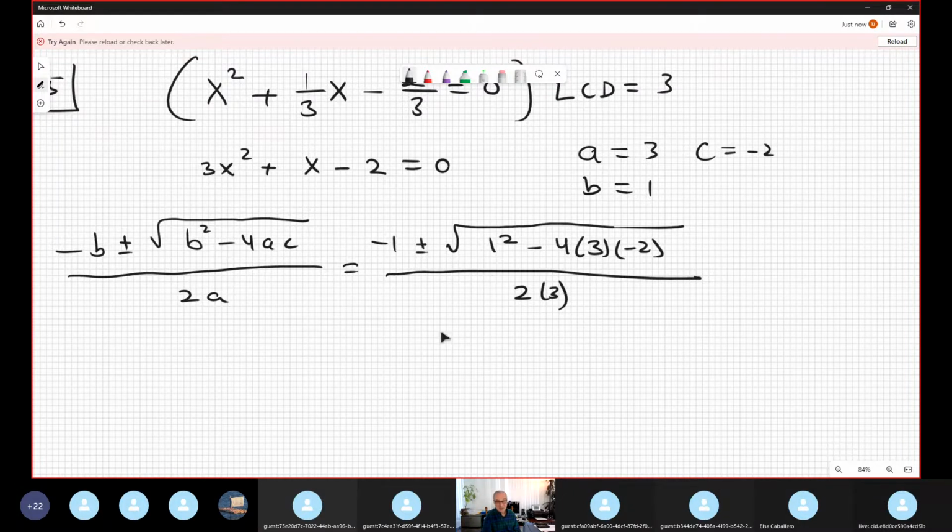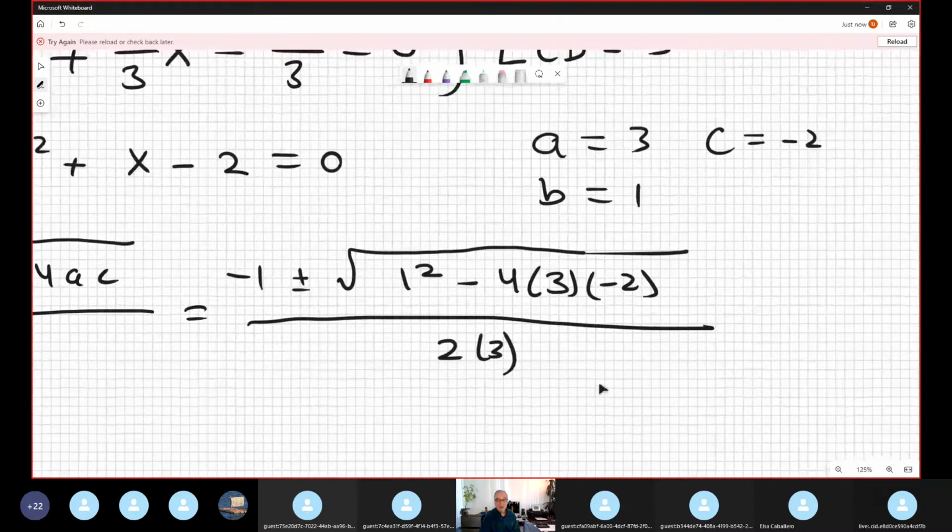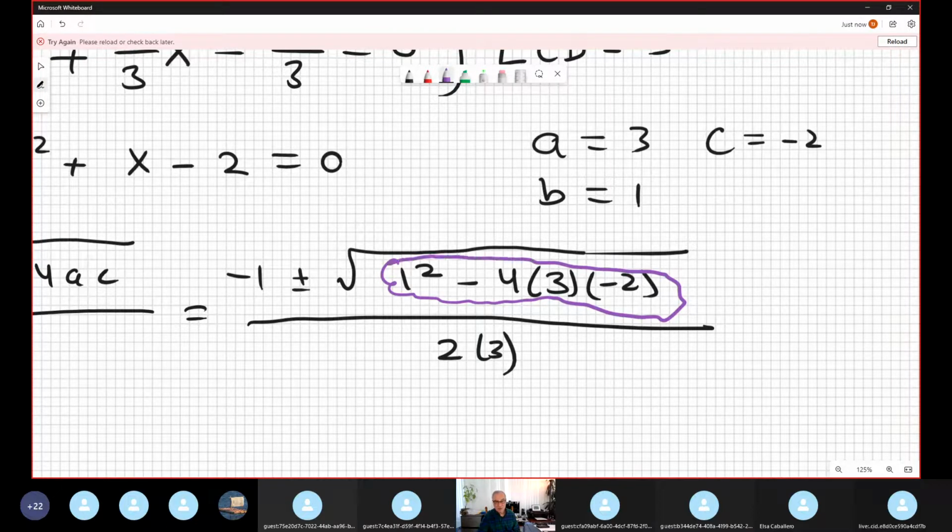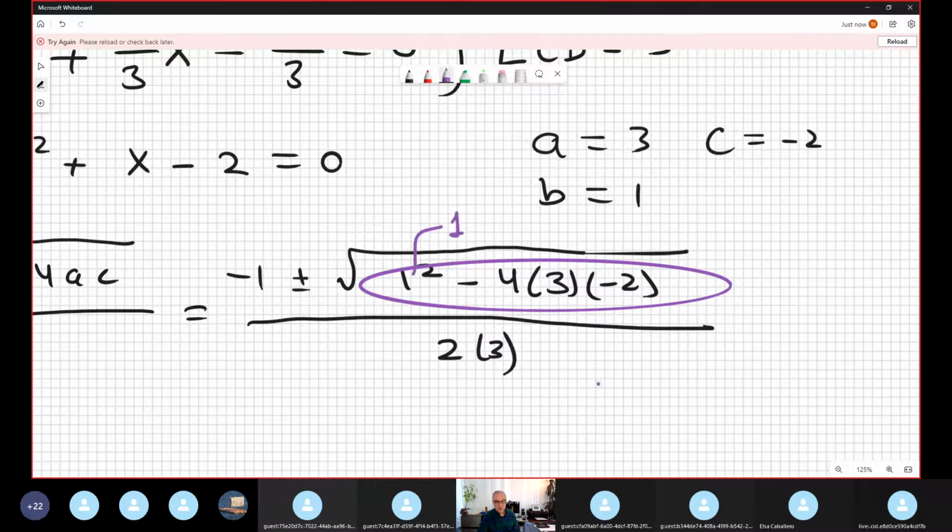Guys, be careful with the signs. You make a mistake, I make a mistake every day. But if you make a mistake in one sign, you screw up everything. 1 squared is 1. And this is a double negative. Look at that, minus, together, positive. It's positive. Positive what? This is 12, 4 times 3 times 2, 24. Oh, 24. It's 25. I like that because 25 is a perfect square number.